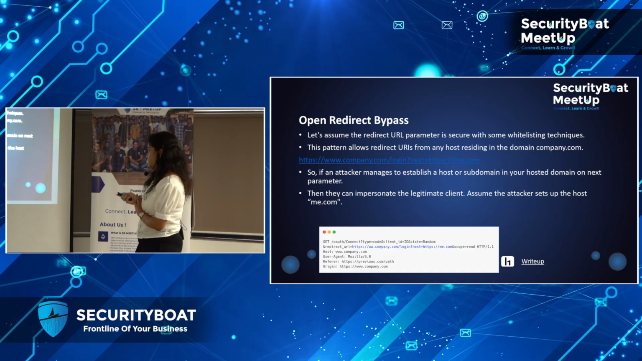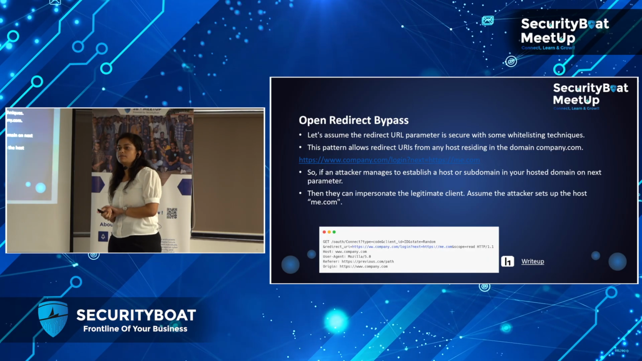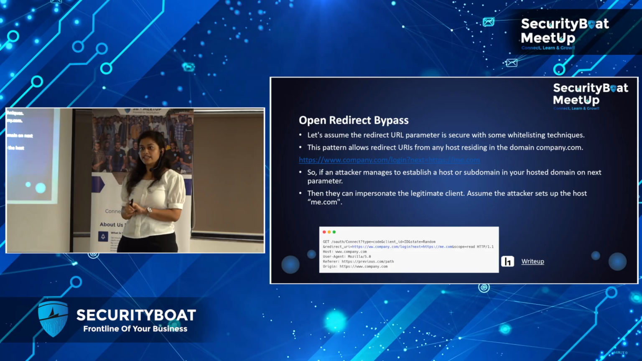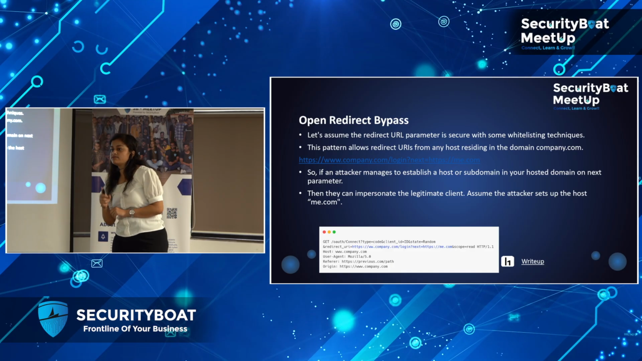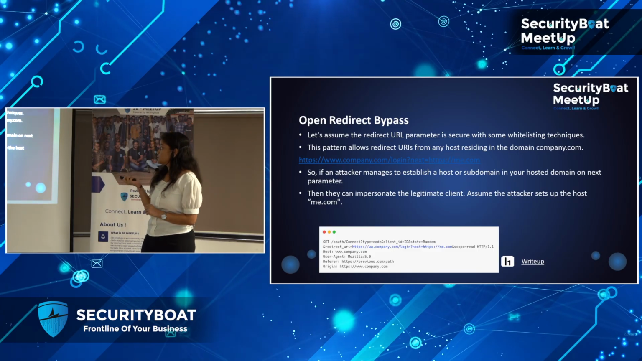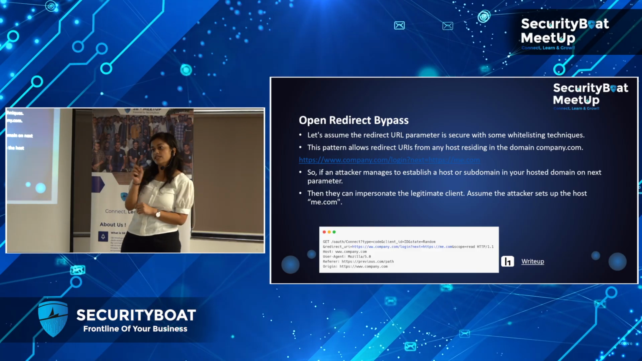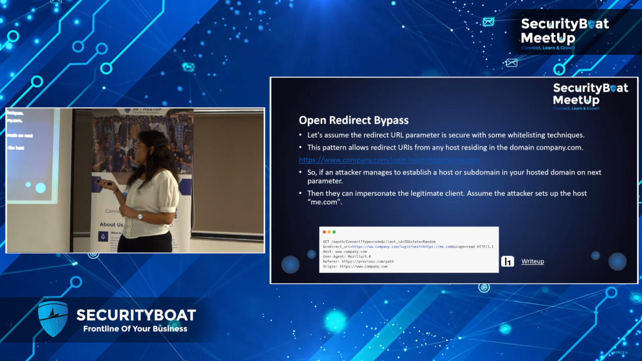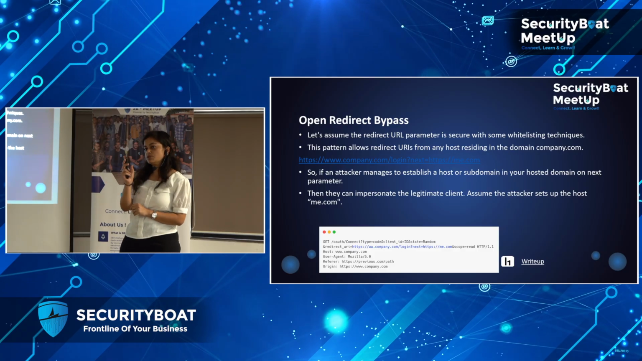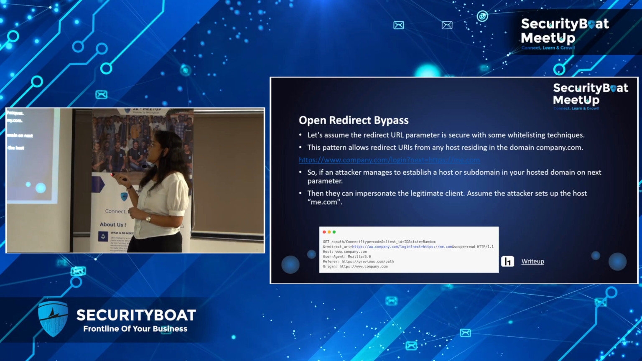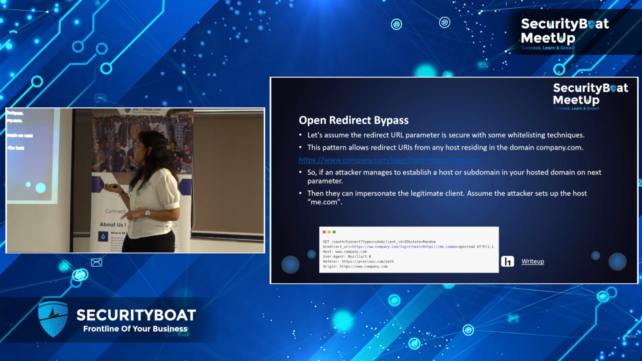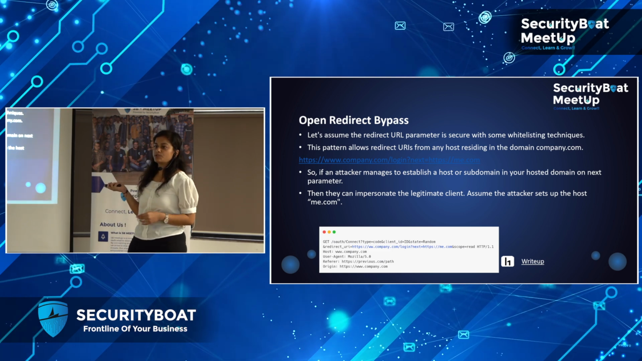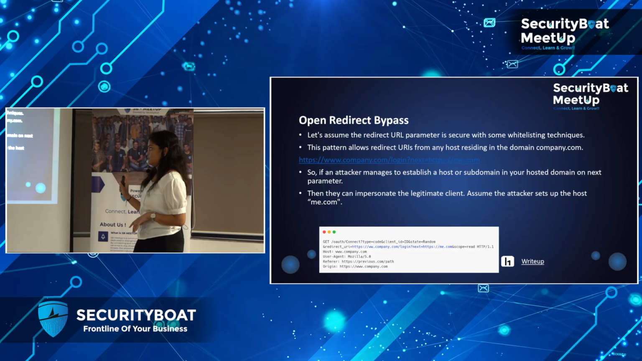Then open redirect bypass. Let's say some company uses whitelisting techniques to allow some domains, but they are not checking whether someone does a subdomain takeover and uses the same subdomain. If we are able to get the same domain name, then we can impersonate them as a legitimate client, and we can use this to get the access token.